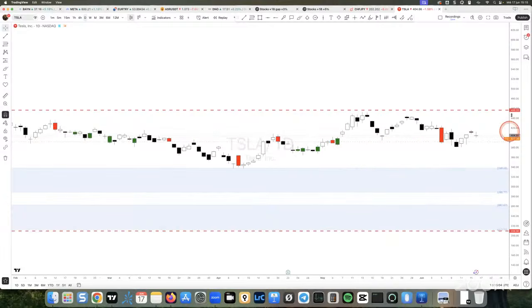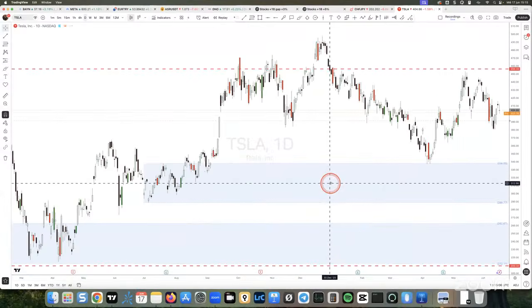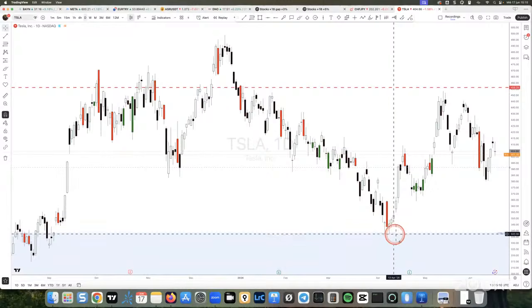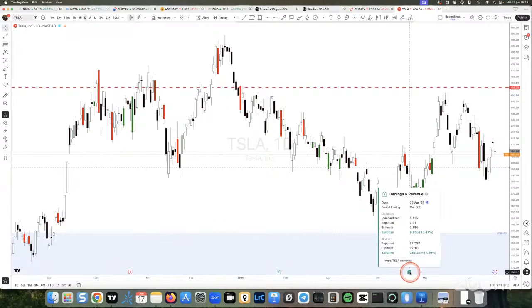The demand level on the right here was already in control, and then a few days later, the earnings happened on the 22nd of April 2026.